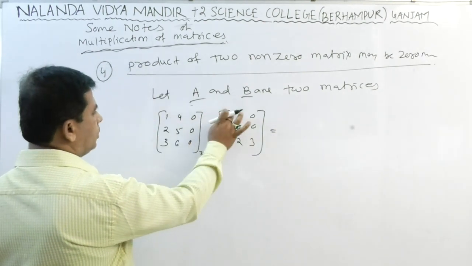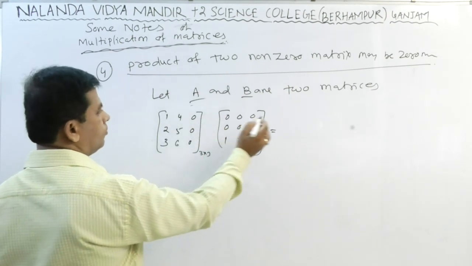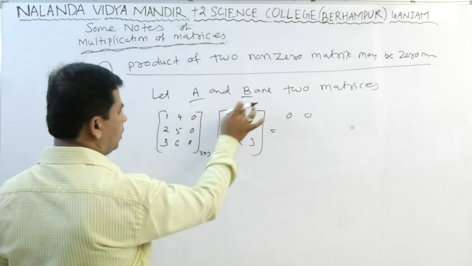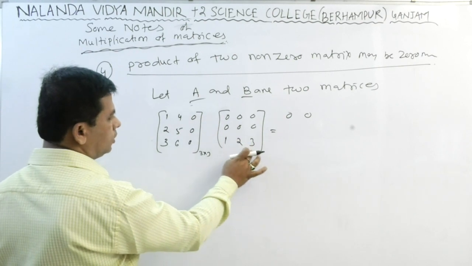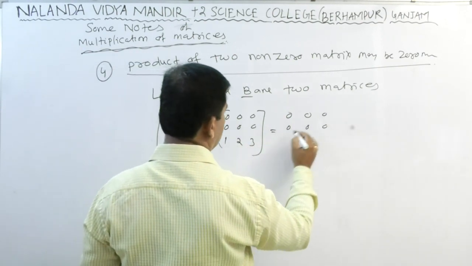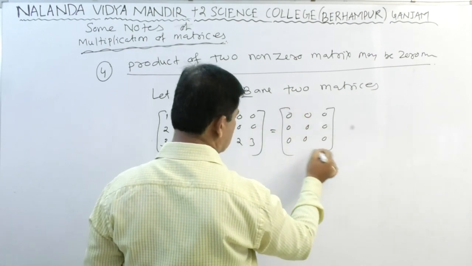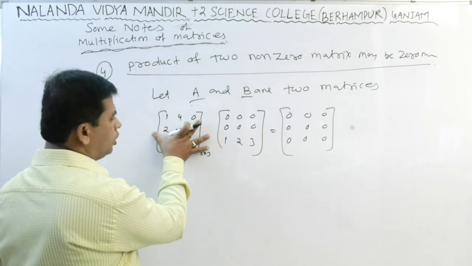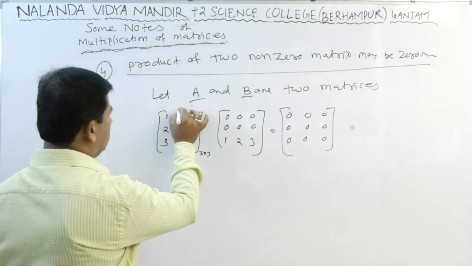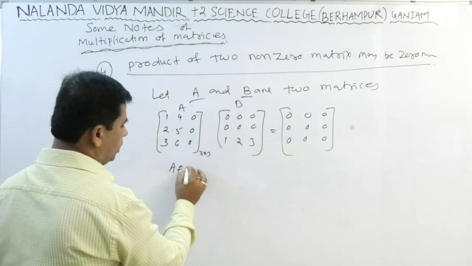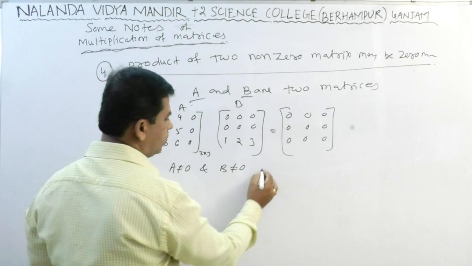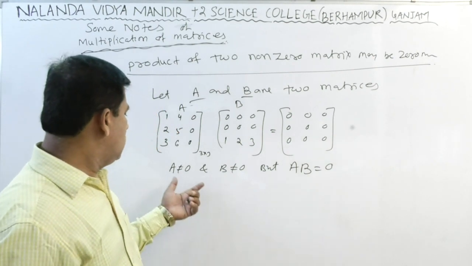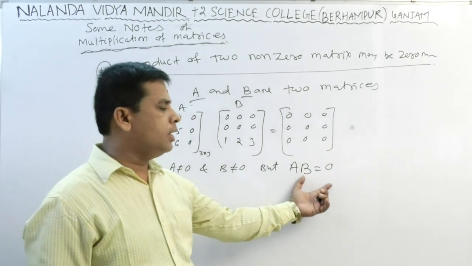Look, 1 into 0, 4 into 0, 0 into 1, that is 0. 1 into 0, 4 into 0, 0 into 2, 0. First row third column: 1 into 0, 4 into 0, 0 into 3, 0. Similarly, we can get all the elements as 0. The product of this is a zero matrix. So A is not equal to 0 and B is not equal to 0, but AB is equal to 0. Then the product of two non-zero matrices is a zero matrix.